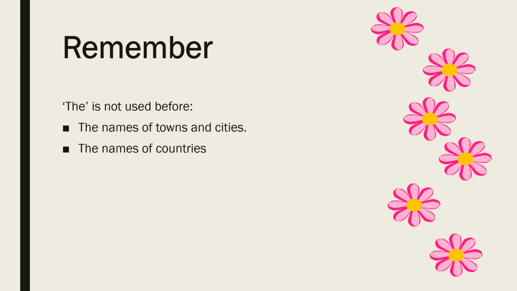The names of countries. Now with the names of countries we do not use the, like we don't say the India, the China, the Australia. No, we simply say India, China, Australia. But there are some exceptions. Exceptions are those which do not follow the rules.